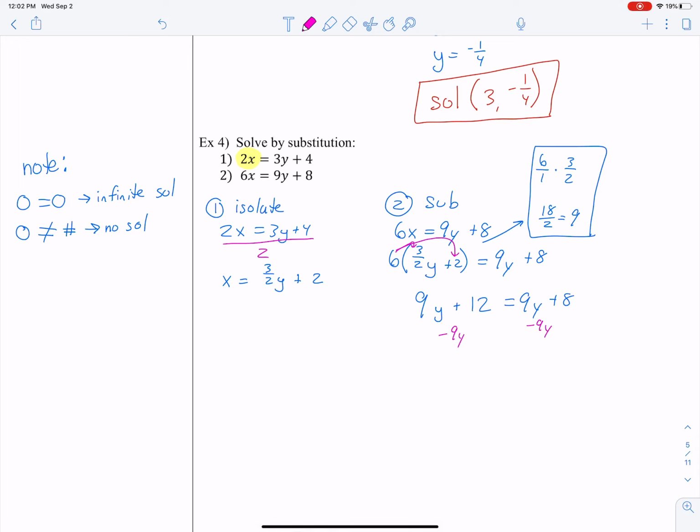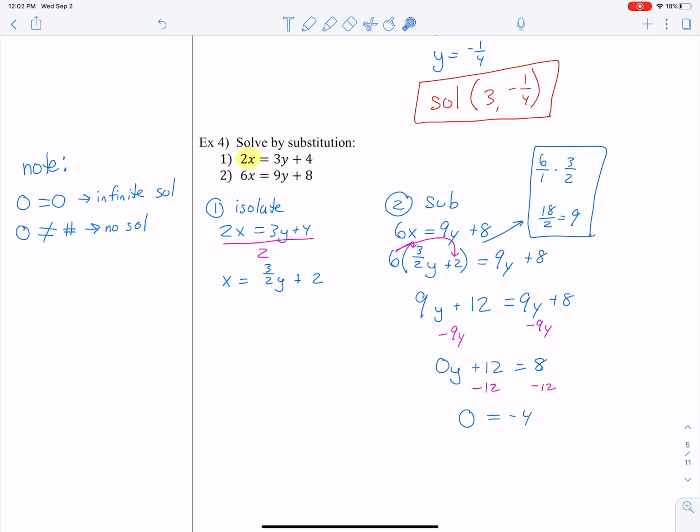So I have 9y minus 9y, so I end up with 0y. 0y plus 12 is equal to 8. And then I need to subtract 12 from both sides. So I end up with, so any 0 times y is just going to be 0. So I end up with 0 is equal to 8 minus 12, which is going to be minus 4.